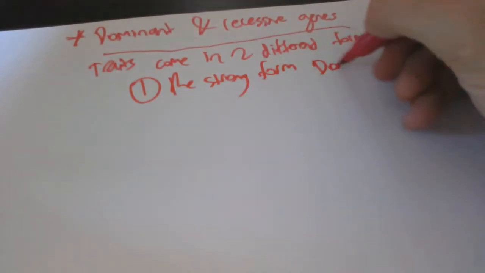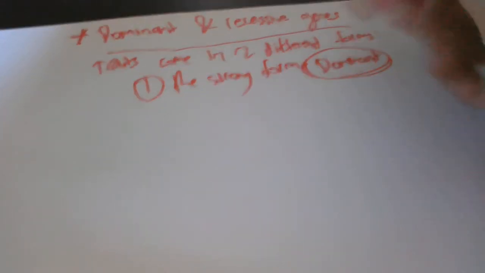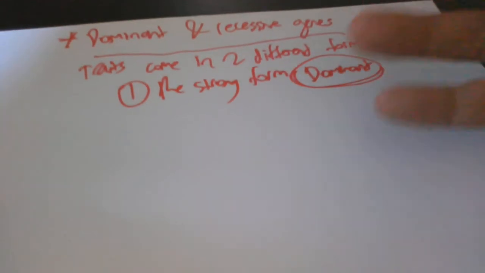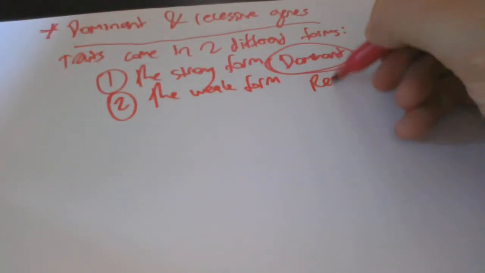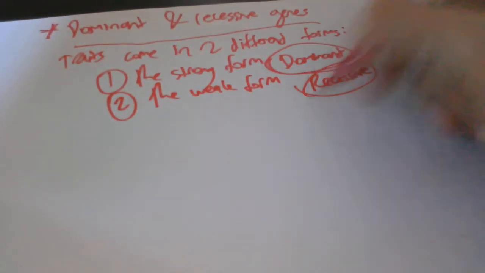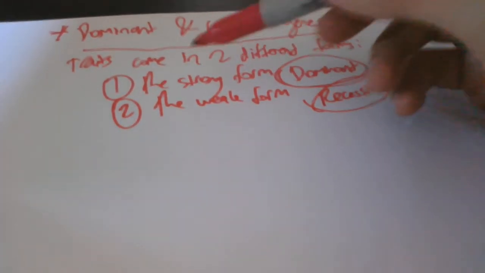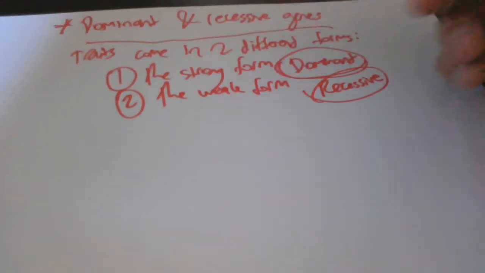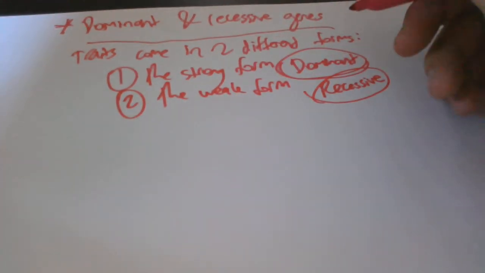One of them is called the strong form, and it's called a dominant gene, right? Dominant. So you can think of dominant as strong, right? Someone who's dominant usually means they're strong. Second is the weak form. Okay, think of it as the opposite of strong, and it's called a recessive gene. If you've got a strong form, you've got a dominant gene. If you've got a weak form, you've got a recessive gene.